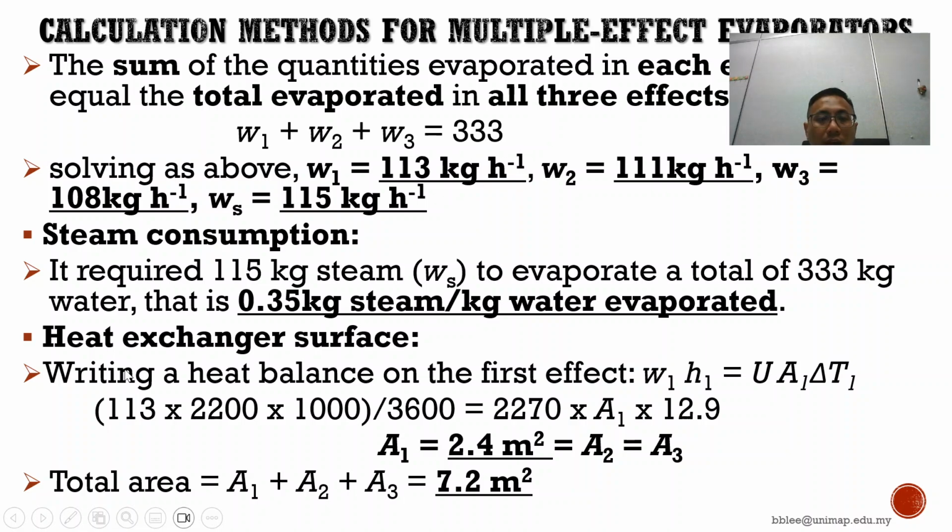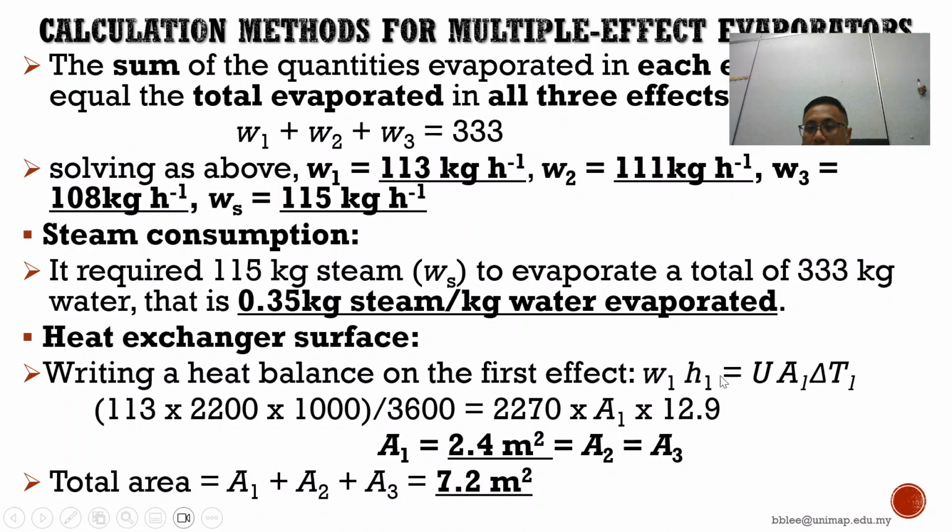Now the heat exchange surface. Writing a heat balance on the first effect, W1 H1 is equal to UA delta T. So the first one we assume is 113. We multiply with the latent enthalpy, and then this is to make it to joule, and this is to make it to second, so divide by 3600. We adjust from kilojoule per hour and change to joule per second.